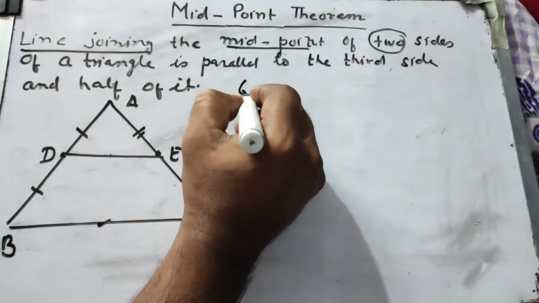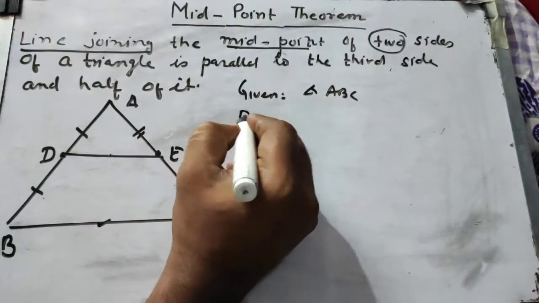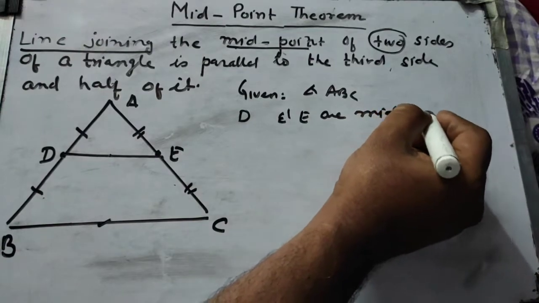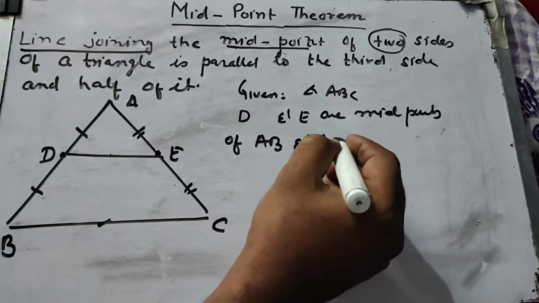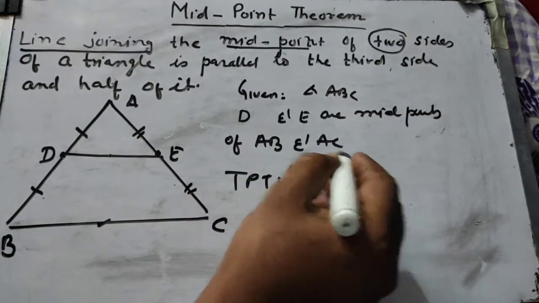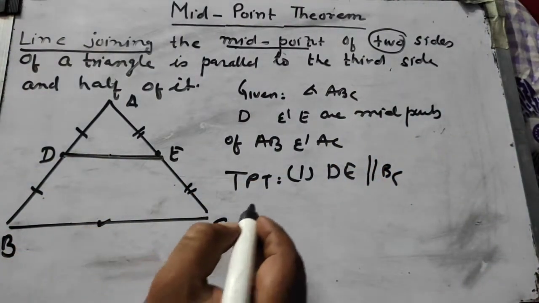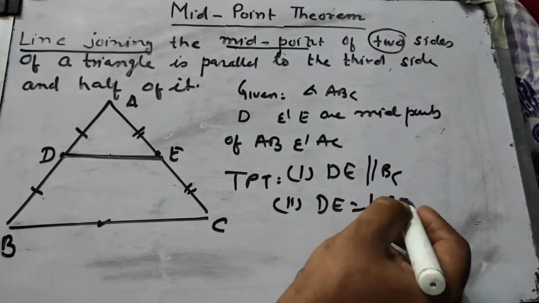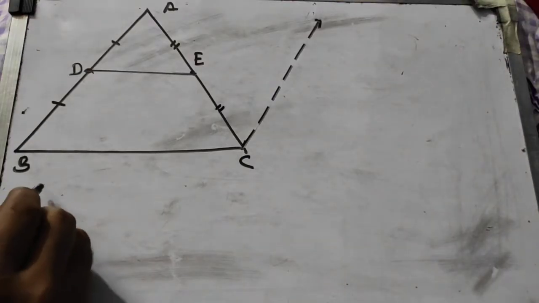So the given part is triangle ABC, D and E are midpoints of AB and AC, and what do you have to prove? You have to prove, number one, that this DE is parallel to BC, parallel to this side, and second, you have to prove that the length of DE is half the length of BC. That we have to prove. So let us start with the proof.